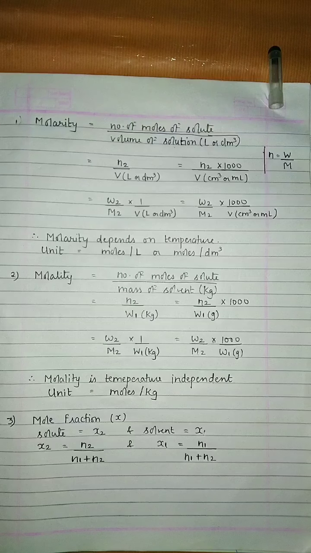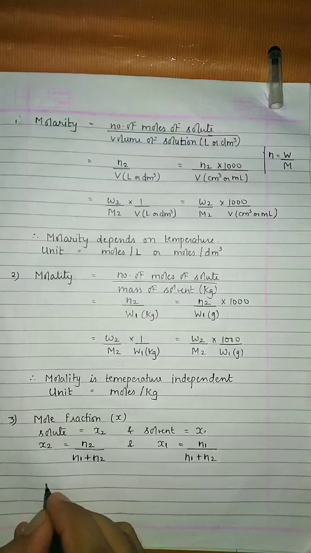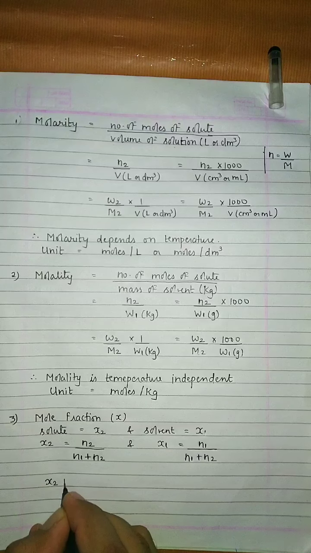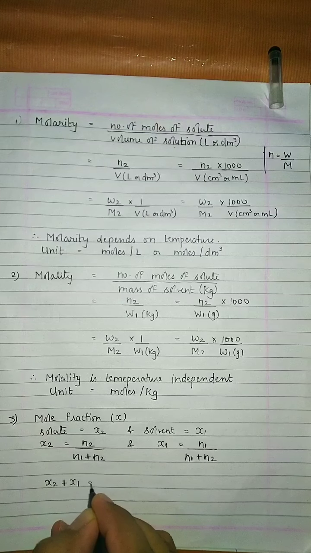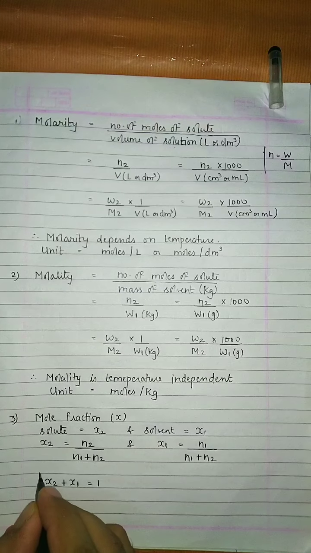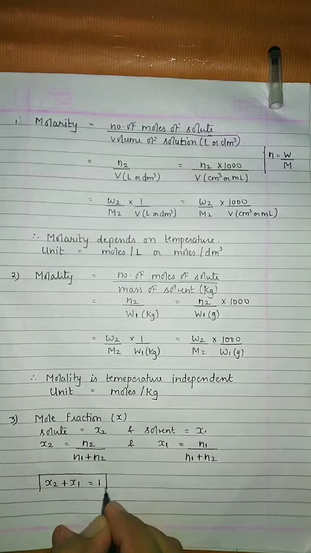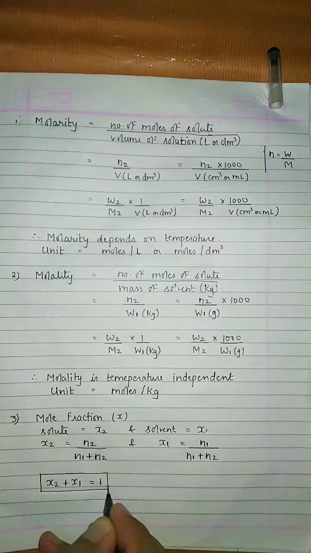And very important thing, remember that X2 plus X1 is always equal to 1. That is, mole fraction of solute plus mole fraction of solvent is always equal to 1. Question is, calculate mole fraction, molarity and molality of HNO3 in a solution containing 12% HNO3. Density of HNO3 is 1.038 grams per cm cube.